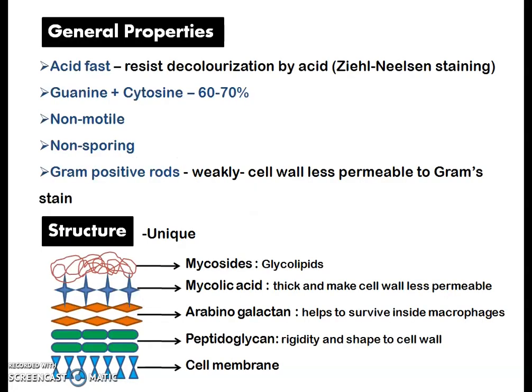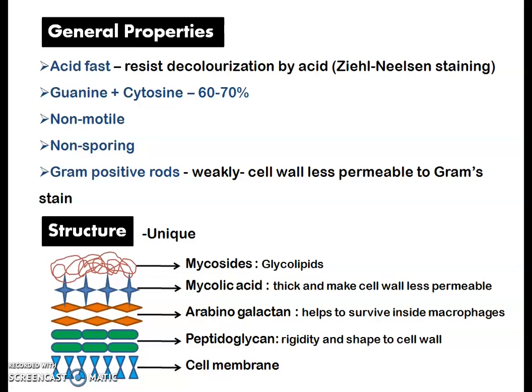Coming to the general properties of Mycobacterium tuberculosis, they are acid fast. That means they resist decolorization by acid. This acid fast staining is also known as Ziehl-Neelsen staining. Hope you might have studied it earlier. This is a very important property of this organism.